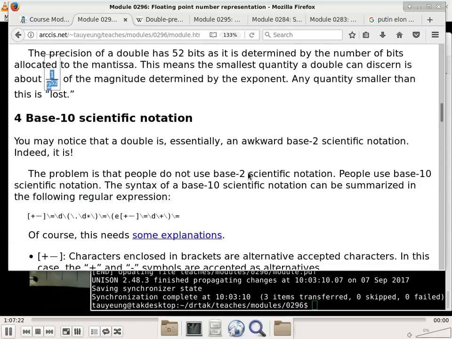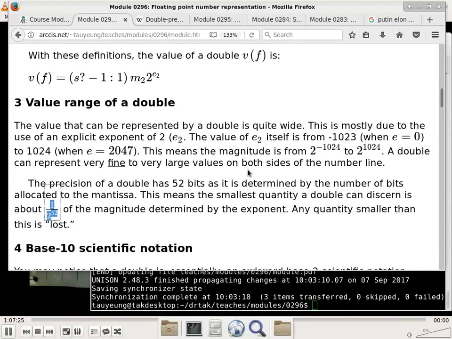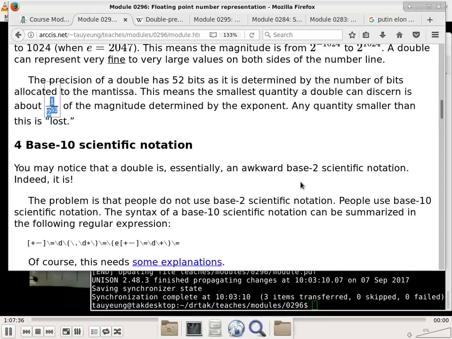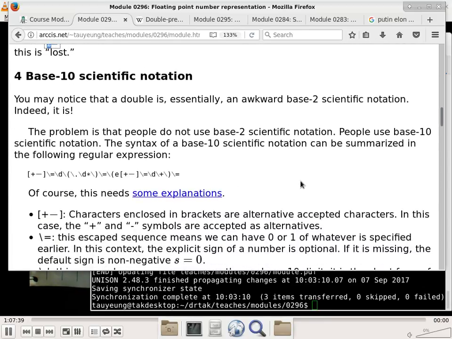Section 4 is something that we already know, base 10 scientific notation. I'm not scrolling up yet because you guys would think, yeah, we know about base 10 scientific notation. Do you? Because this is the syntax of base 10 scientific notation, but specified in regular expression. Regular expression is also really useful. If you right click on some explanations, it will bring you a page that will actually explain what kind of regular expression you can use in VI.